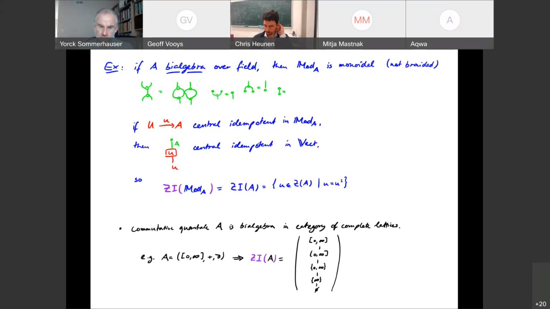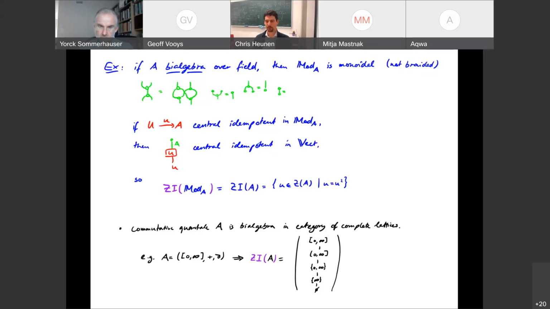So for example, to connect it back to the order theoretic examples we just had, if you take the category of complete lattices, so this is now not the category of vector spaces, but the category of complete lattices, any commutative quantale will be a bialgebra in there. So I can look at modules over it and look at its central idempotents. They will be exactly the central idempotent elements of the bialgebra. So for example, if as a quantale I take the positive real half-line, including 0 and infinity, with plus as tensor product and greater or equal as ordering, then the central idempotents have a somewhat interesting structure. I've drawn them on the right here.